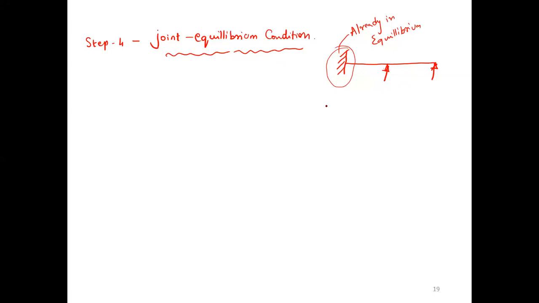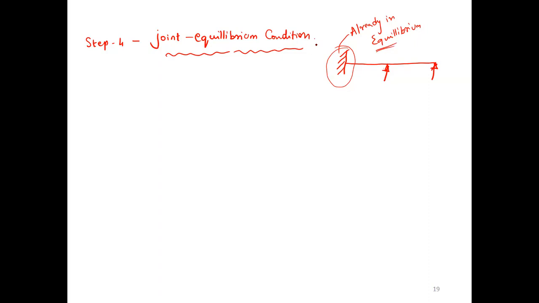They will set an MCQ on this too. Which joint is in equilibrium condition? Fixed, roller, hinge, all the above. Fixed is already in equilibrium. Therefore, in a fixed joint, you do not have any equilibrium equations.